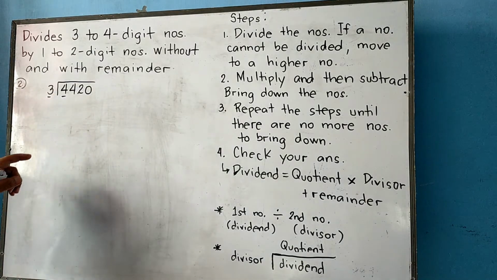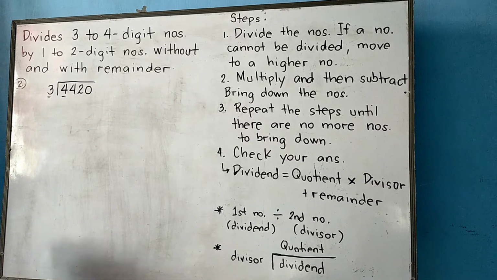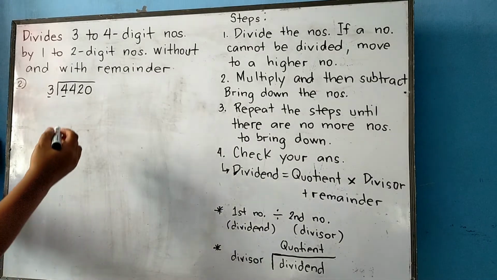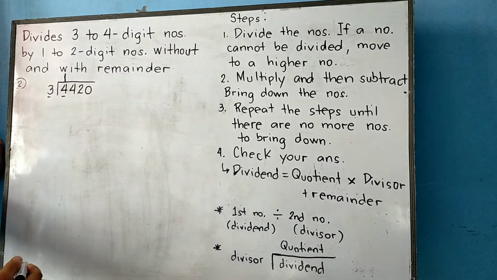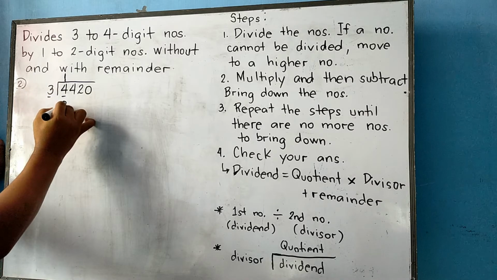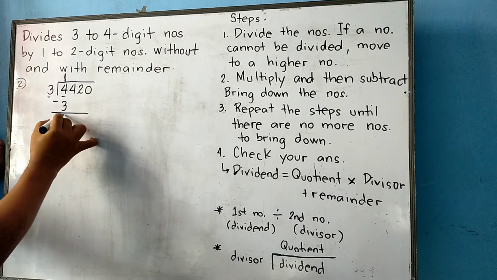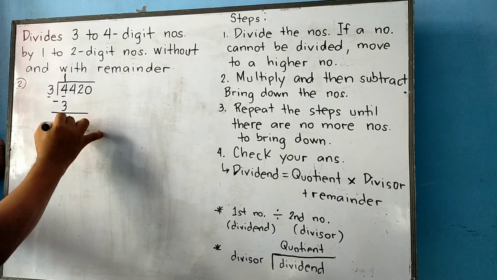So, your problem is 4 divided by 3. Meaning, how many 3 in 4? Of course, there is 1 3 in 4. So, makakakuha ka ng 3 sa 4 ng isang grupo. So, 1 times 3, the product is 3. And then, subtract 4 minus 3. The answer is 1. And then, bring down 4.